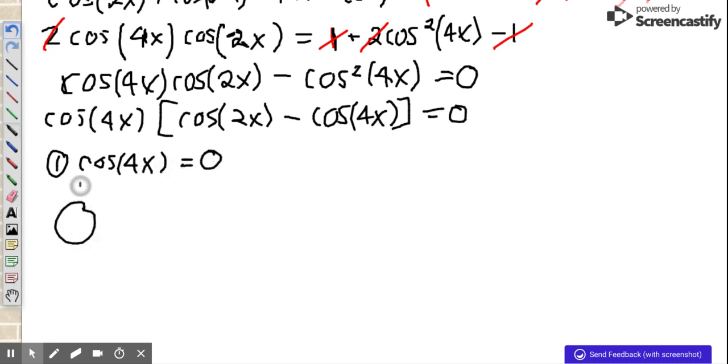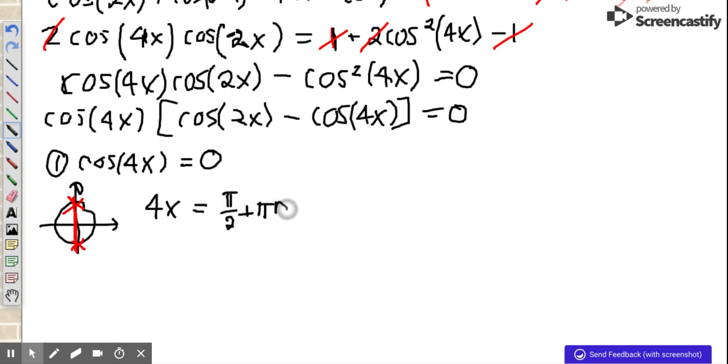Drawing a small circle, we remember that cosine means that we're looking at the x-axis of the trig circle. So if the x coordinate is 0, it's along this line here. So there's 2 angles that are possible, pi over 2 and 3 pi over 2. I can, however, merge them into the same angle because they're just a difference of pi between them. So really, it's just pi over 2 plus pi n.